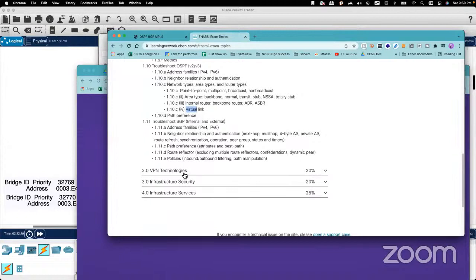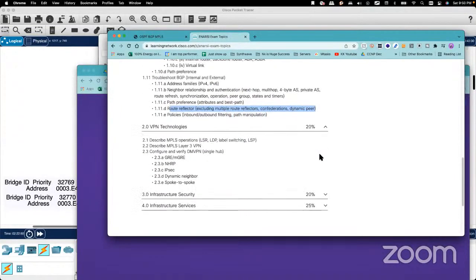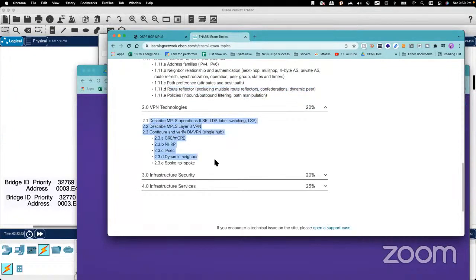But majorly in my NRC, or in this module, we are going to focus on OSPF and BGP, because BGP is very, very less here. You can see, excluding route reflector configurations and this dynamic peer, there are some more things also, but we are going to cover the route reflector configurations also. So here you'll see MPLS, but in MPLS you do not have the configuration, because if you see here, there is only the description of MPLS layer 3 VPN.